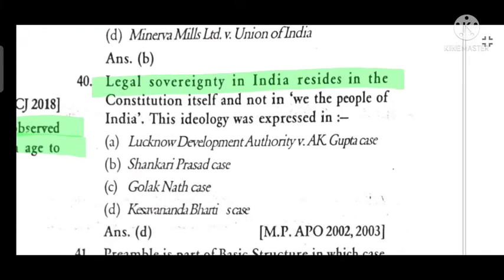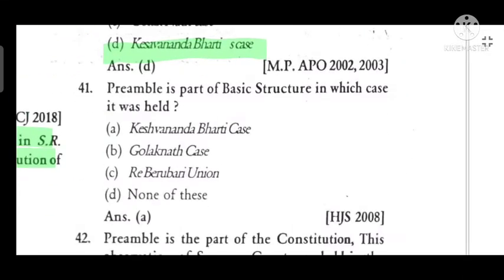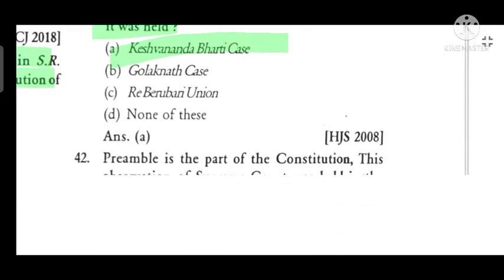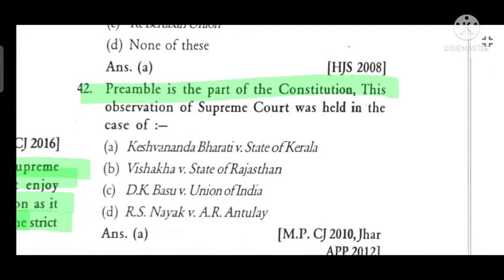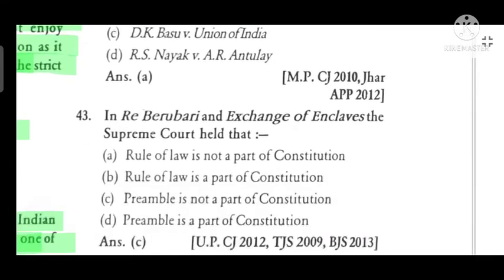Legal sovereignty of India resides in the Constitution itself and not in We the People of India. This ideology was expressed in which case? Kesavananda Bharati case. Preamble is a part of the basic structure in which case was it held? Kesavananda Bharati case. Preamble is a part of the Constitution. This observation of the Supreme Court was held in the case of Kesavananda Bharati versus State of Kerala.